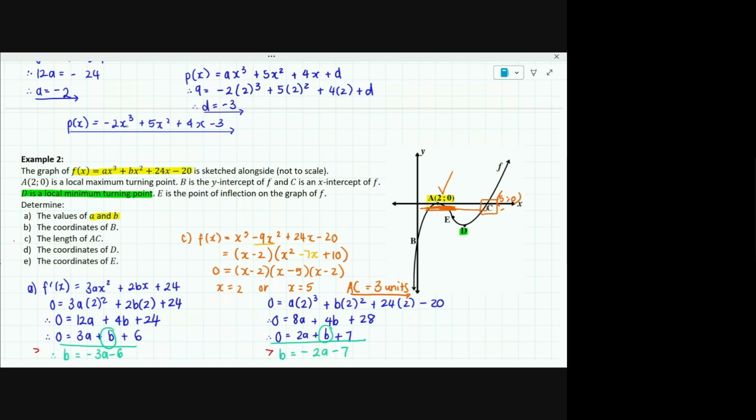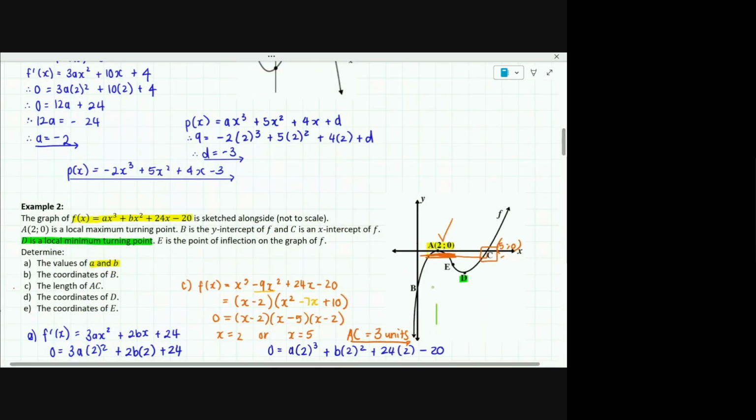I don't know why I'm panicking here, but I apparently am. Right, so question D. Anyone? No? Okay, it's quite an aggressive D, but it's fine.